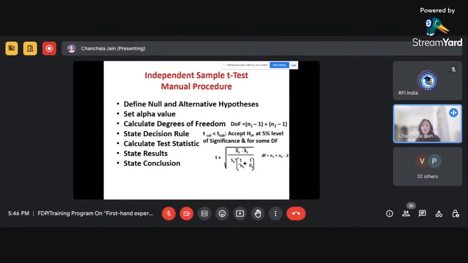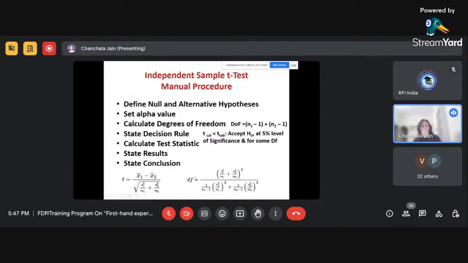Talking about the t statistic formula in case of the independent sample t-test, the formula is t equals x1 bar minus x2 bar divided by the square root of sp square in brackets 1 upon n1 plus 1 upon n2. Here sp is the pooled standard deviation, or pooled variance, I must say. This is the pooled variance, right? So the formula for pooled variance is this. That way we can calculate the t value manually, right?